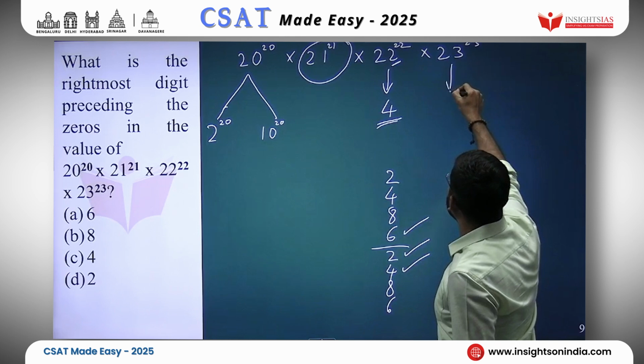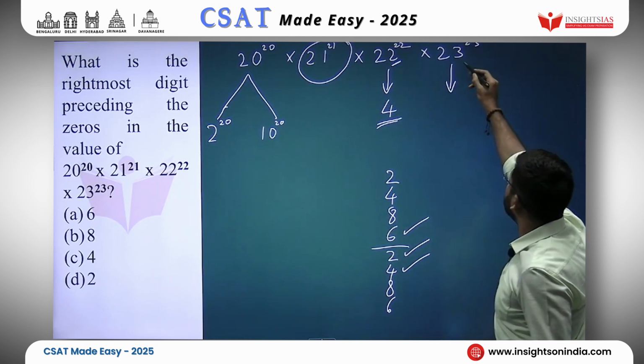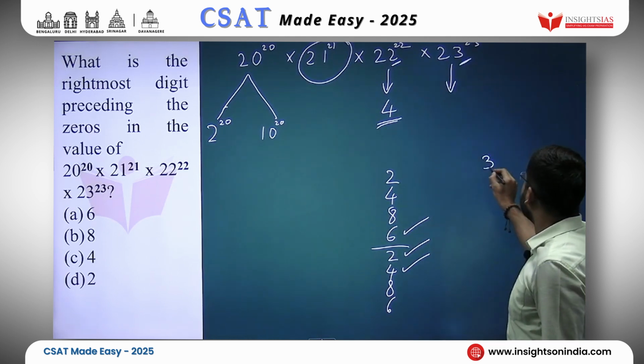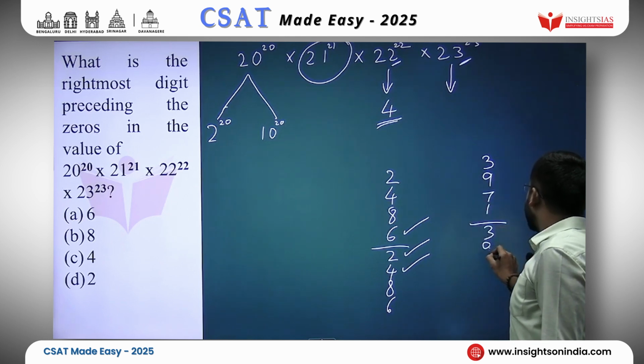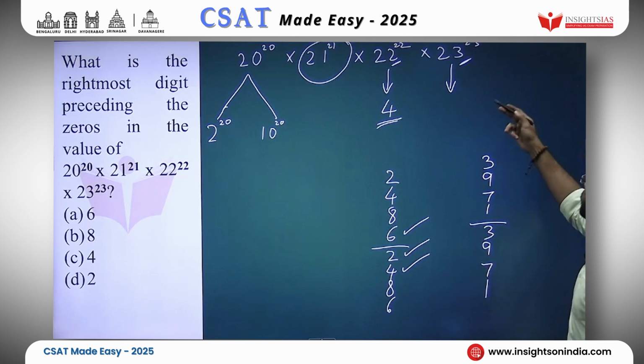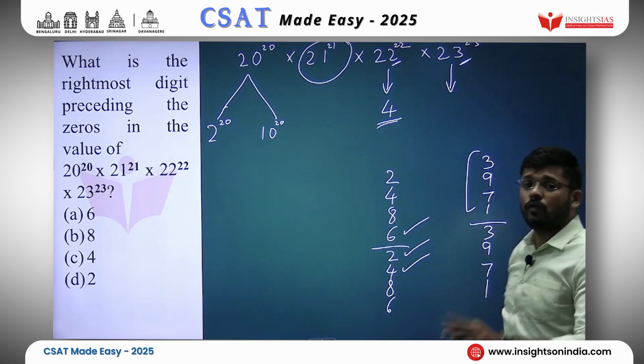And what about the last digit of 23 to the power of 23? The last digit is 3, right? And what is the cycle of 3? 3, 9, 7, 1 and 3, 9, 7, 1. So the cycle length is 4.